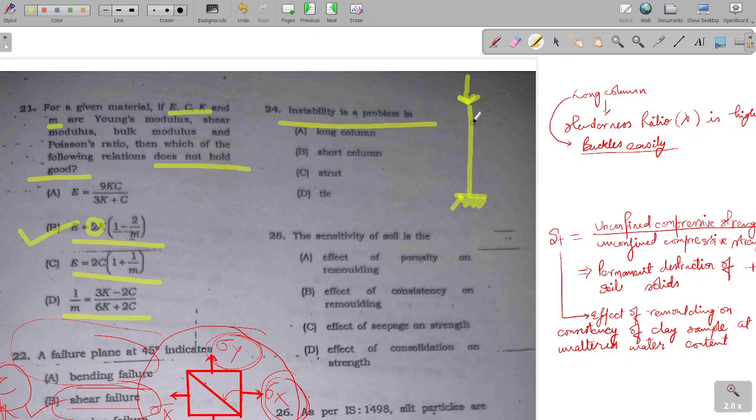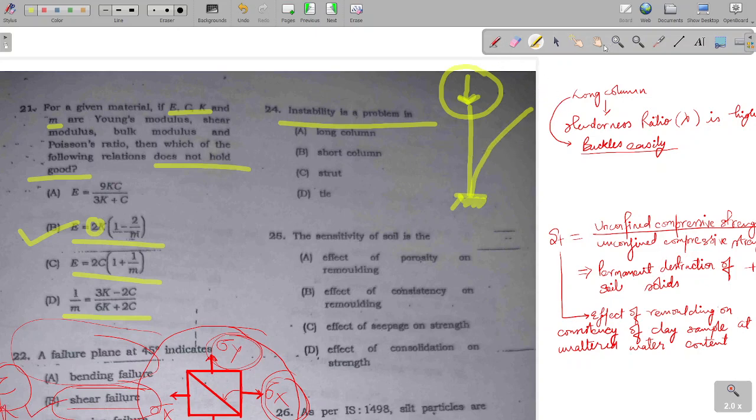If the stick is very thin, that is very slender, and very long, and if you apply compressive stress, then it is going to bend like this. Even if the load is well within its limit of strength, well below its yield stress, even then it will bend because of instability.